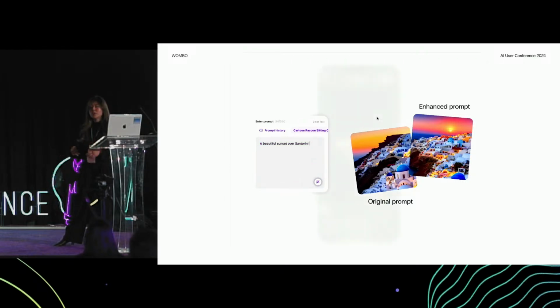So as you can see here, when I enter a beautiful sunset over Santorini and press the magic wand button, it transformed my simple prompt into one with more descriptive visual details. Comparing the simple prompt with the enhanced prompt, you can see that the output for the enhanced prompt is a lot more vibrant and beautiful.